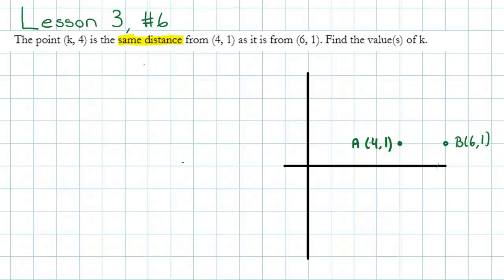Hello, in this video we're going to go through question 6 in lesson 3. The point (k, 4) is the same distance from (4, 1) as it is from (6, 1). Find the values of k.